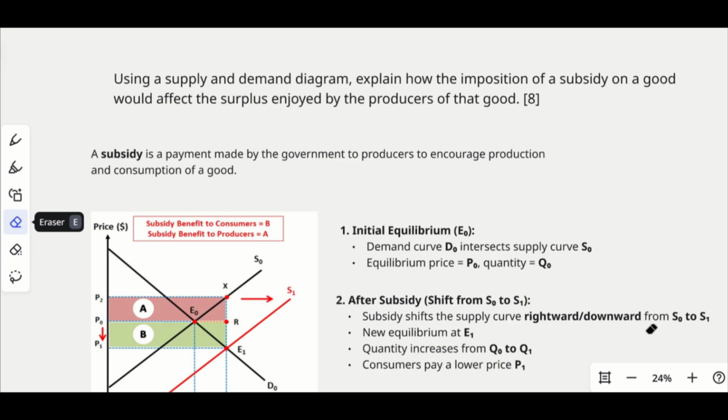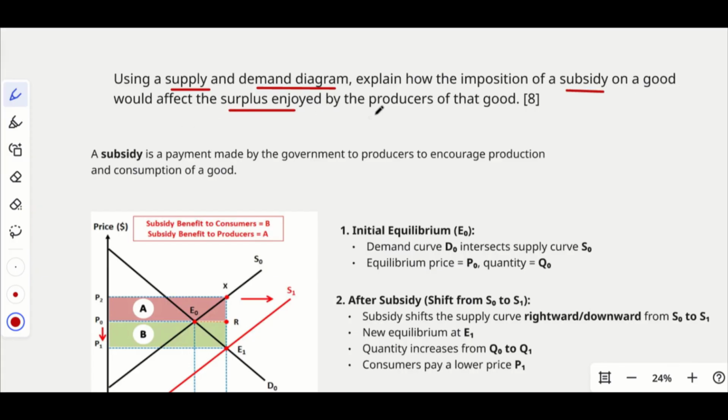Hi, now we are going to learn about this question. Okay, let's check the question. Using a supply and a demand diagram, explain how the imposition of a subsidy on a good would affect the surplus enjoyed by the producer of that good.